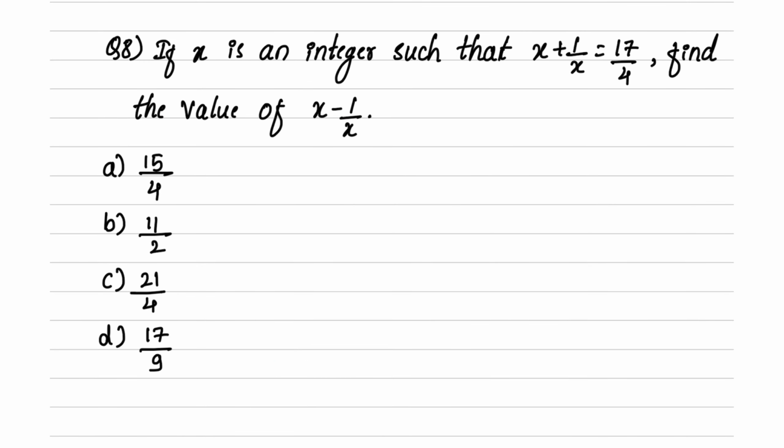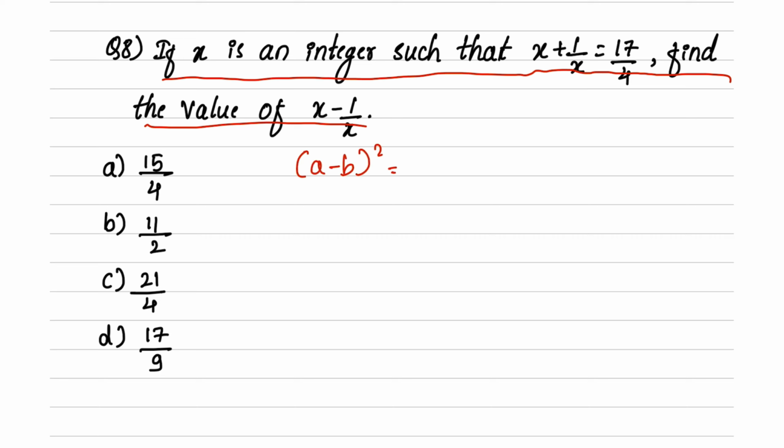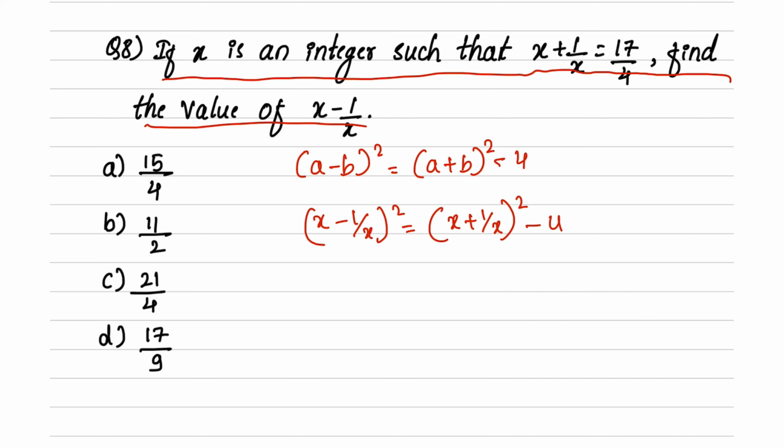See the eighth question. If x is an integer such that x plus 1 by x equal to 17 by 4, then find the value of x minus 1 by x. If you know the formulas of a plus b whole square and a minus b whole square, from that formula we get that a minus b whole square equal to a plus b whole square minus 4ab. Let us substitute the values. x minus 1 by x whole square equal to x plus 1 by x whole square minus 4.